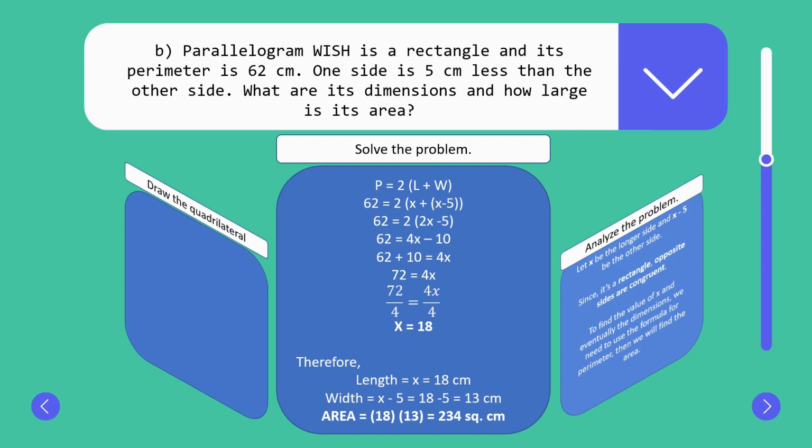Now we can solve for the dimensions and the area of the rectangle. The length is equal to x. Since x is equal to 18, then it becomes 18 centimeters. Width is equal to x minus 5. Since x is equal to 18, we substitute x. This becomes 18 minus 5, which is equal to 13 centimeters. Now the area of a rectangle is length times width. Therefore, we multiply 18 and 13. This becomes 234 square centimeters.